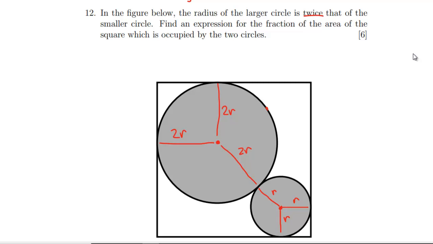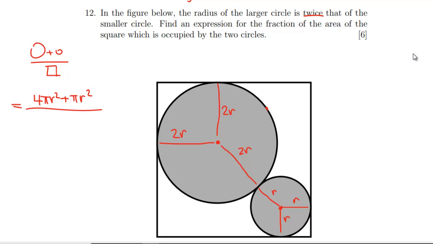So we want the fraction of the area of the square occupied by the two circles. So we want to do big circle plus little circle divided by square. So that is going to be 4 pi r squared plus pi r squared. That's our sum of the circles.